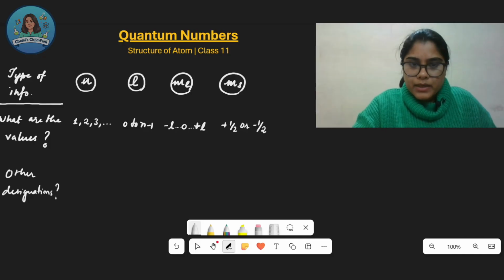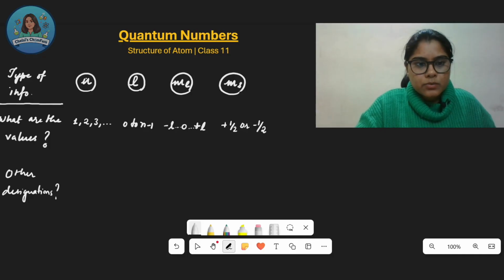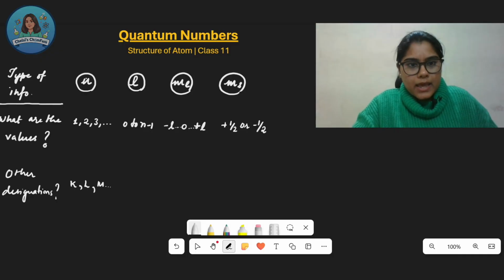Corresponding to each number, I mentioned the shell names as well. Like if n is equal to 1, it could be K. If n is equal to 2, it will be L, M, and so on. All right. Then what about l?